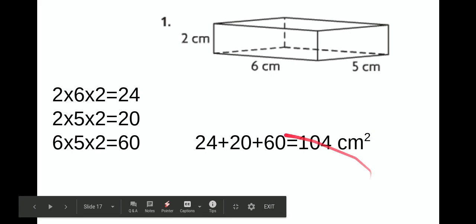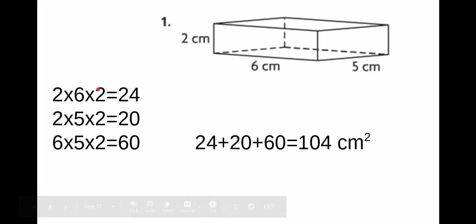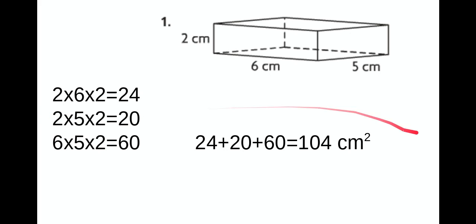And where are we getting 6 from? Well, there's 2 of them that are 2 by 6. There's 2 of them that are 2 by 5. And there's 2 of them that are 6 by 5. So remember, that's the one where you partner them up, you double the partnerships, you add all the sums together.